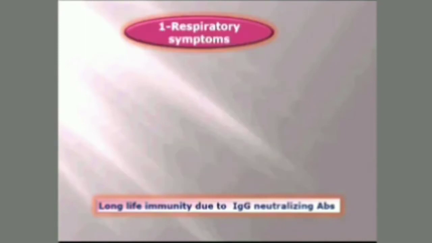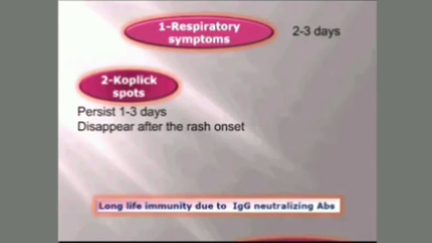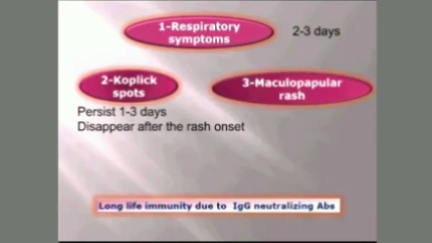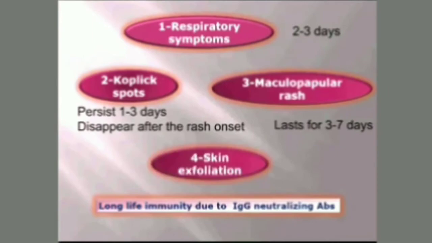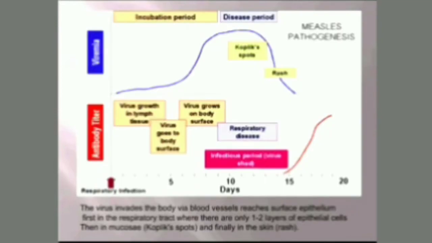The measles virus usually produces respiratory symptoms for 2 to 3 days. Then it is followed by Koplik spots, which persist for 1 to 3 days and disappear after the onset of the rash on the body. The rash appears for 3 to 7 days, and ultimately it disappears by skin exfoliation. Once the infection occurs, it provides lifelong immunity. It is a neutralizing antibody, and it protects the person throughout life.